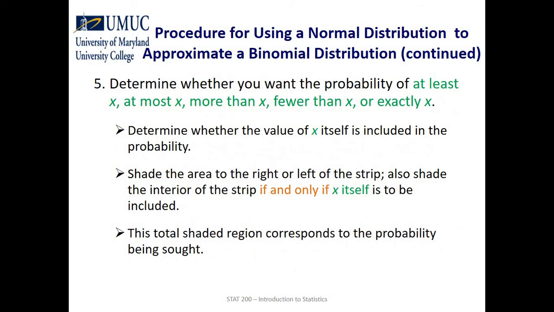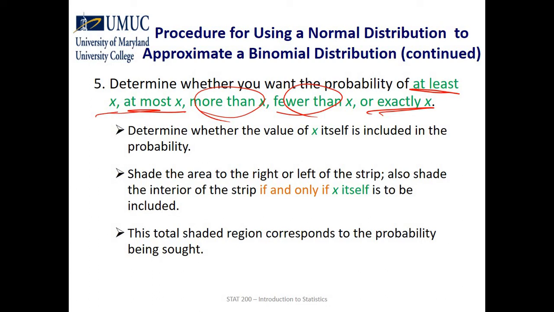All right, step 5 here is to determine whether the probability you want is the probability at least x, at most x, more than x, fewer than x, or exactly x. So that makes a difference which side of the graph you pick, and we'll look at each of those individually in just a minute. All right, I want you to determine whether the value of x itself is included in the probability. So that is, if you do include x, then you have at least x or at most x. All right, if you don't, then you have either more than x or fewer than x.